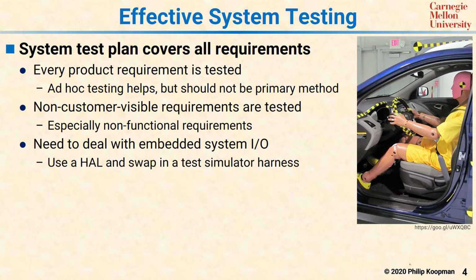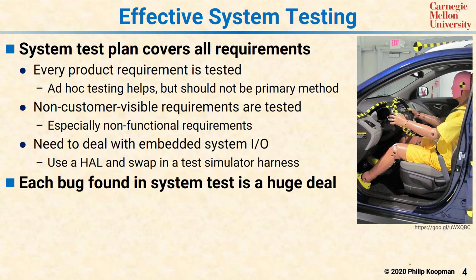While some development teams treat system testing as just a way to find bugs, that's probably not the best way to look at it. For a dependable embedded system, every bug found in system test should be a huge deal, because every escape to system testing partly means you missed this bug in all your other layers of the V, but also partly means that's a near miss. You almost shipped a bug to a customer.